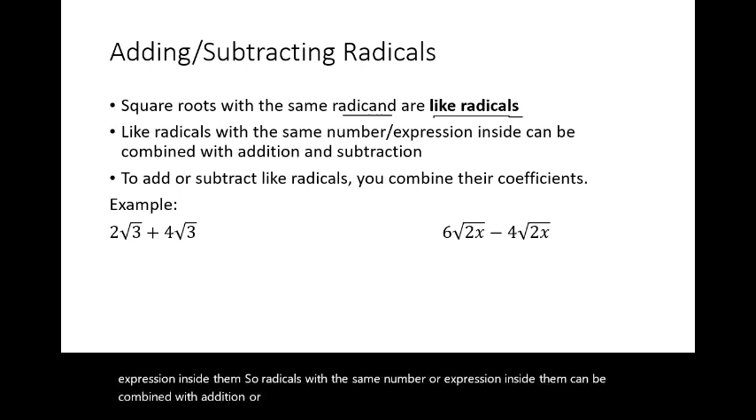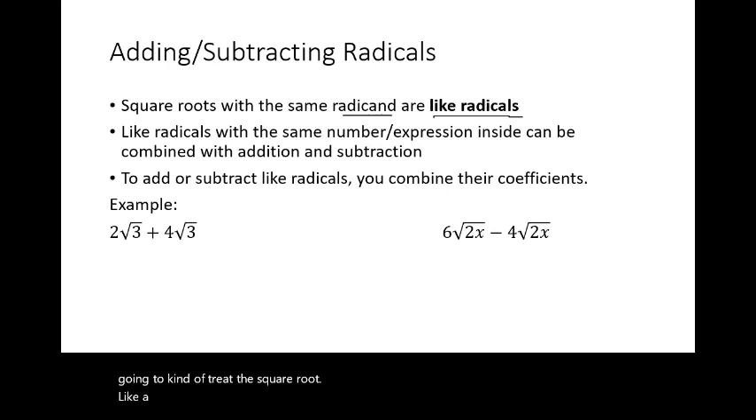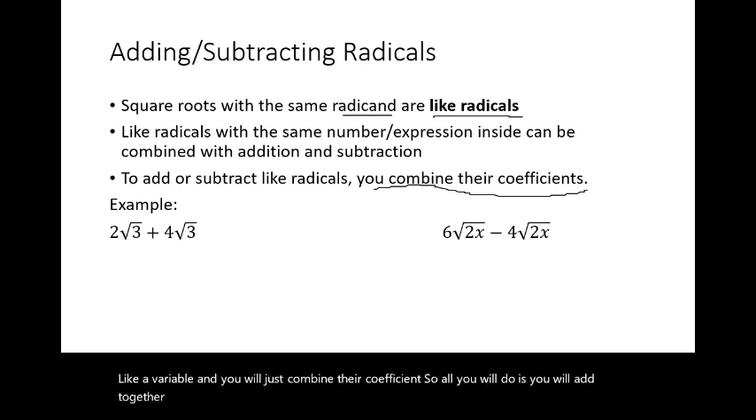And when you do the addition or subtraction, you're going to kind of treat the square root like a variable, and you will just combine their coefficients. So all you will do is you will add together the numbers in front and kind of treat that square root like you would a normal variable.